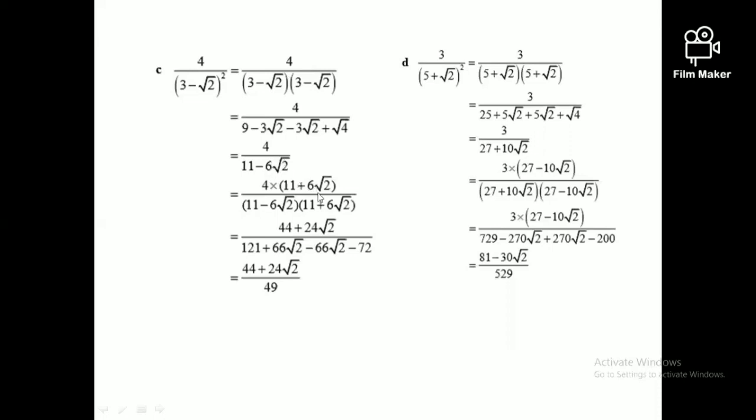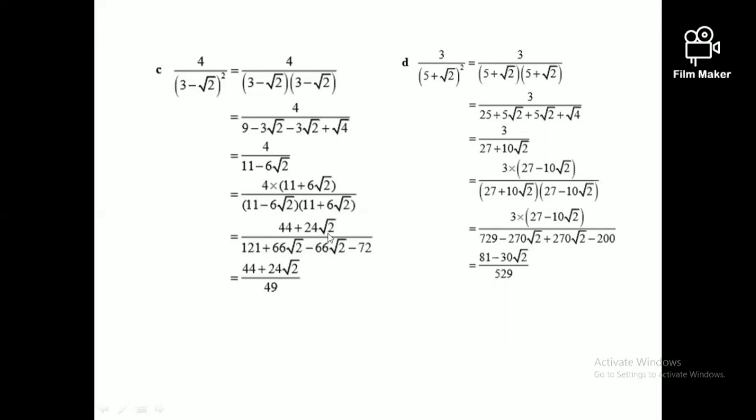Then multiply numerator and denominator both by 11 plus 6 root 2. Then 4 into 11 is 44. 4 into 6 root 2 is 24 root 2. Then multiply the denominator: 11 into 11 is 121. And you can just do this one as well. Minus 6 root 2 into plus 6 root 2 is minus 72. So you can cancel these two terms. 121 minus 72 turns into 49.